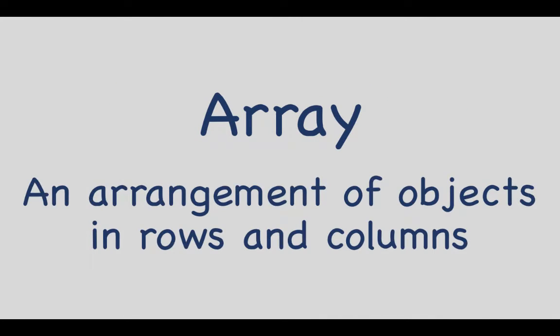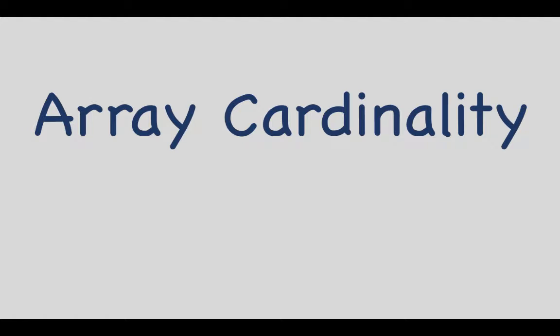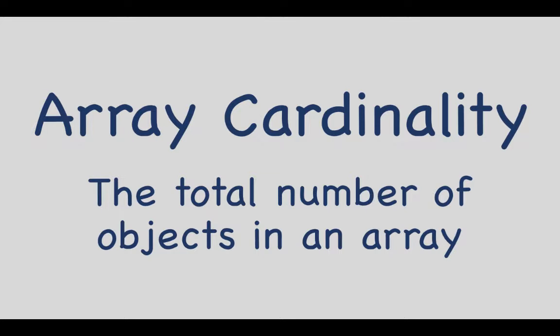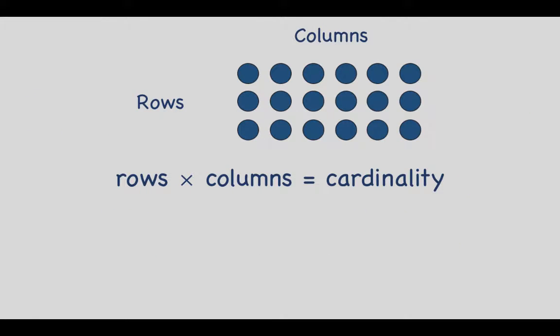An array is an arrangement of objects into rows and columns. A multiplication number model can be thought of as representing or represented by an array, and the product is the cardinality of the array, or the total number of objects in the array. By convention, the rows of an array are the first factor, and the columns of the array are the second factor. In this example, we have 3 rows of 6 columns, or 3 rows of 6 counters in each row. This represents the multiplication problem 3 times 6 equals 18.